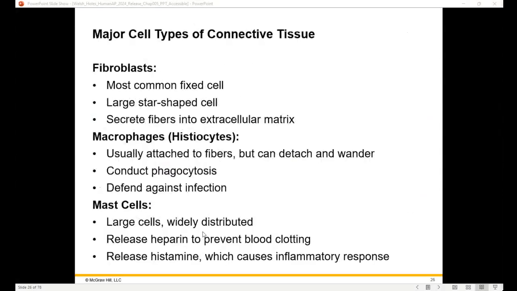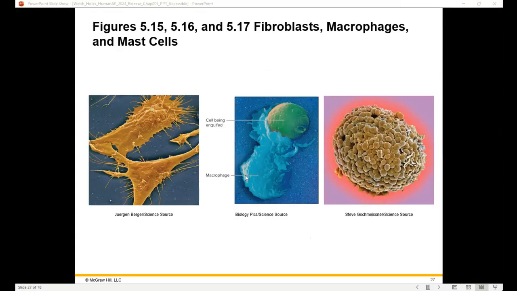And then we have mast cells. They're large cells that are widely distributed. And they release heparin to prevent blood clotting. And they release histamine, which causes an inflammatory response. And this shows the different types of cells.